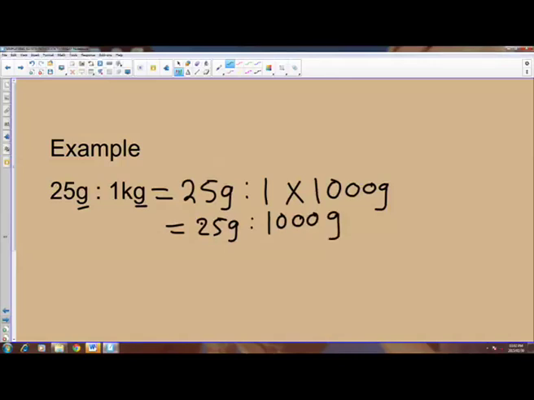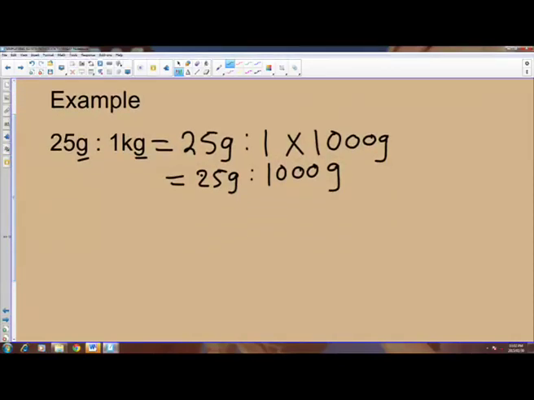Now because the units are uniform, we now simplify. How do we simplify? First, this will be 25 is to 1,000. Now the next step is to simplify. We divide both sides by the highest common factor of 25 and 1,000. That highest common factor is 25. So 25 into 25 is 1. And then 25 into 1,000, 25 into 100 is 4, and then into 0 is 0. So the ratio is 1 is to 40.